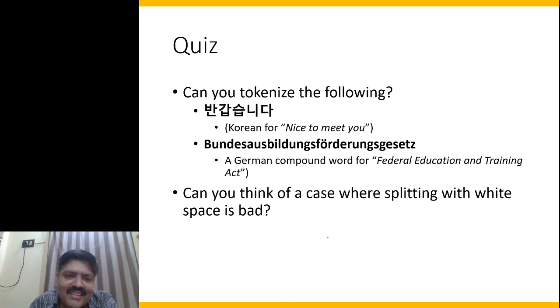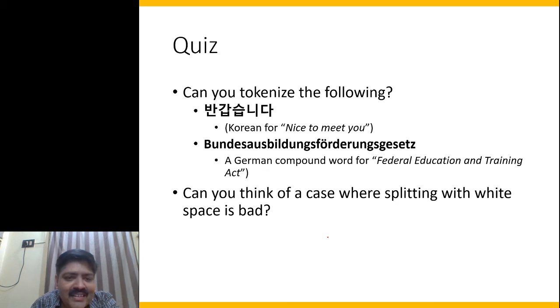Well, the challenges are even more. For example, here is a Korean word as I learn it. I'm not Korean, I don't know Korean, but I understand that this means nice to meet you. Now there are no spaces here. How would you chop it?